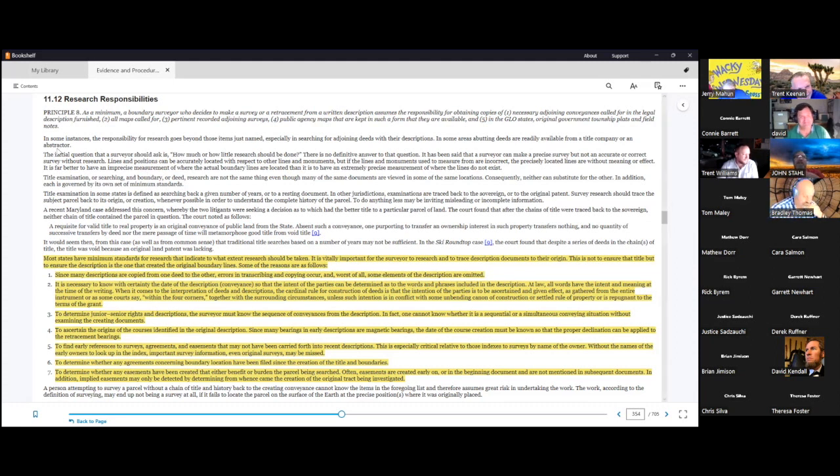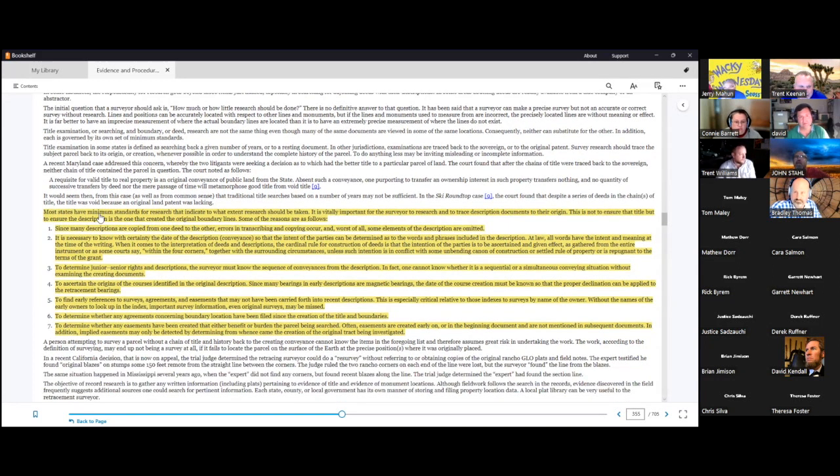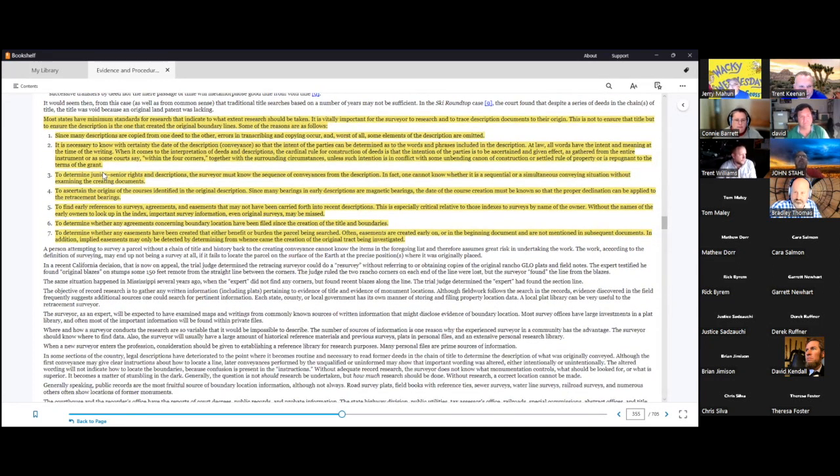I will say Steve Parrish's line, which we've talked about a couple of times on here: research, what a surveyor does when it comes to research, separates the good surveyor from the great surveyor, right? And so research is everything. And that's the difference that Steve Parrish likes to push.